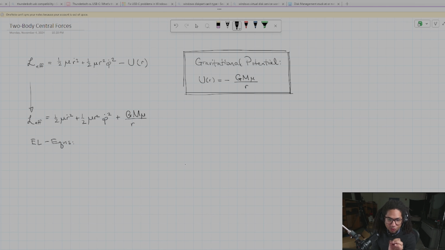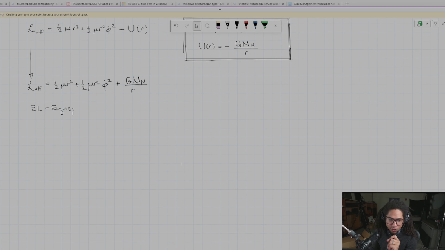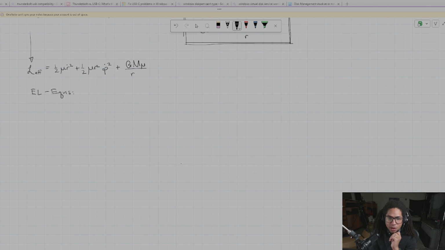All right, and now let's find our EL equations. The one for phi is easier, and we've already discussed it a bit. So we'll have dL/d phi is equal to 0, and dL/d phi dot is equal to mu r squared phi dot. And that implies that mu r squared phi dot is equal to a constant, and we call that constant L, which is the angular momentum in the z direction.